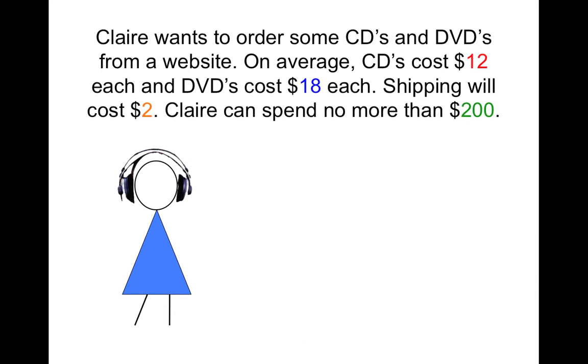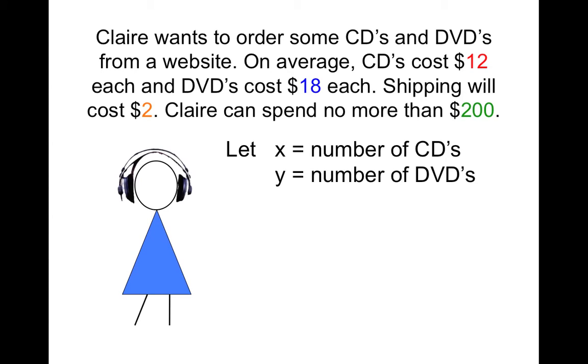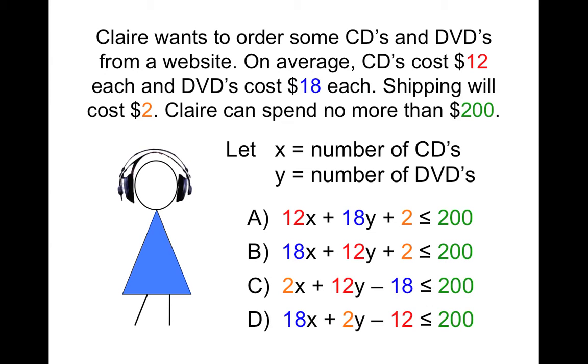So she decides to make a graph. She'll use X for the number of CDs she orders and Y for the number of DVDs. Which inequality fits this situation, where the amount of money she spends on her order is less than or equal to $200? Choice A represents the situation. She'll spend $12 for each CD, $18 for each DVD, and then $2 for shipping. She wants that amount to add up to be less than or equal to $200.